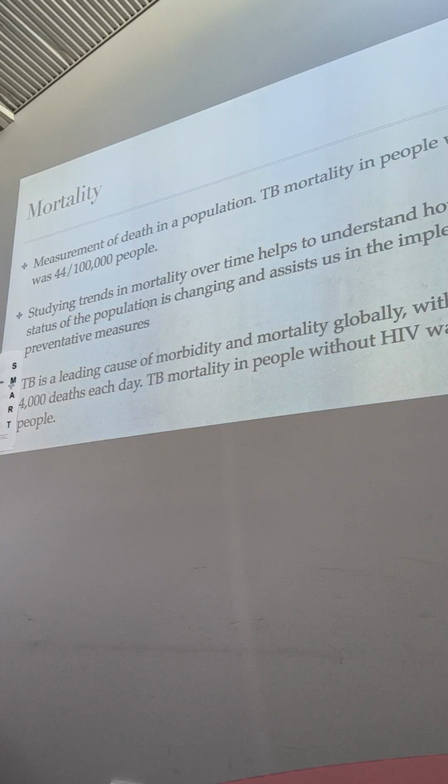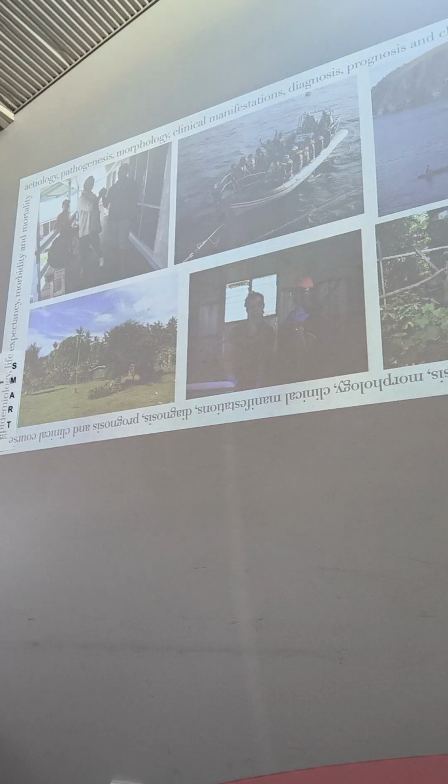So the mortality over time helps us understand how the health status of the population is changing. It assists us in the implementation of preventive measures. Again, it shows where we're meant to spend our money. So really, we should be going to the Western province. We shouldn't really be going to the Central province with what I was doing, because that's where it was needed. So TB is a leading cause of morbidity and mortality globally, with an estimated 4,000 deaths each day. TB mortality in people without HIV, again, 44 out of 100,000 people. That's mortality. So that was TB for you.